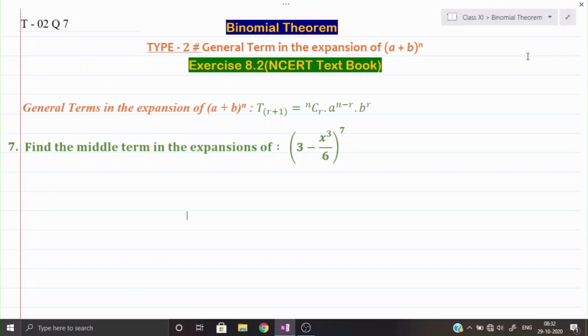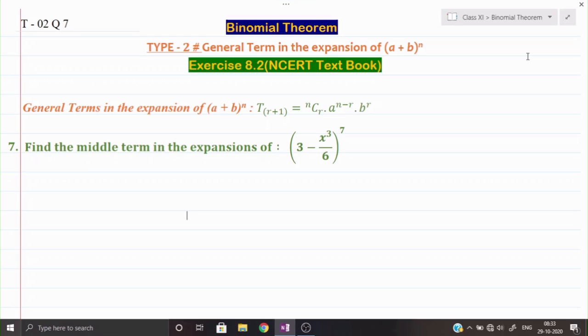Hello students, today I am going to explain question number 7. As in the previous session you have seen, we have completed till question number 6. In exercise 8.2 we are seeing the questions of the general term, or you can say that we are finding a particular term in the expansion of (a + b)^n. In continuation with that, let us see question number 7.